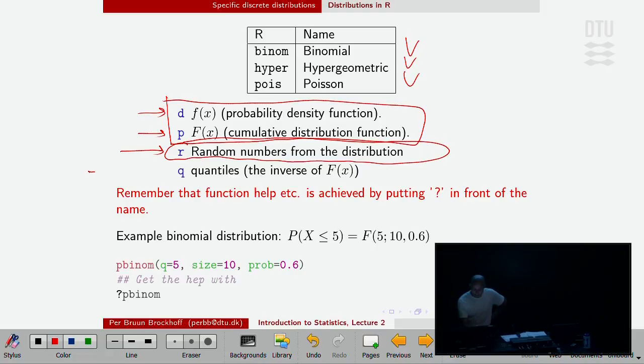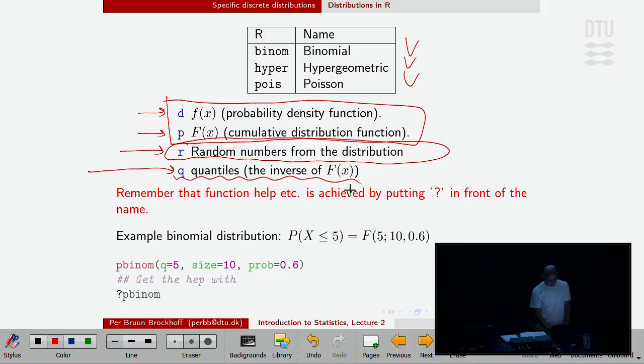Finally, we have not seen this yet, and it'll be more used by us in the continuous world. It does exist in the discrete world also, but in the continuous world we're going to use it a lot. The inverse capital F function is also there. This is actually the so-called quantile function. We already discussed quantiles, so we'll get back to that. We're going to use that one later.